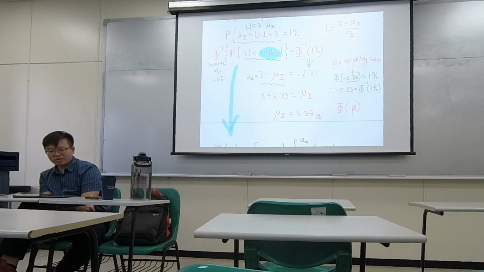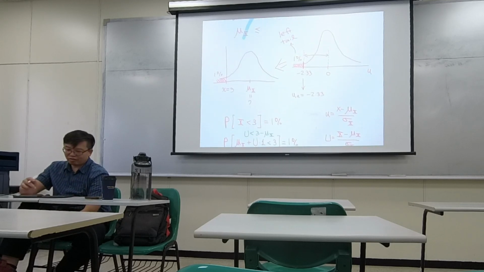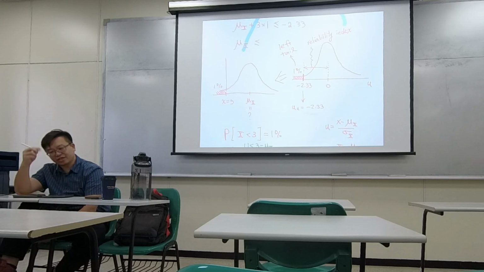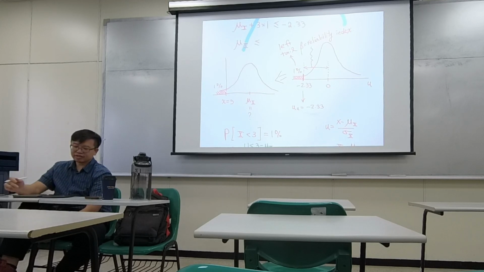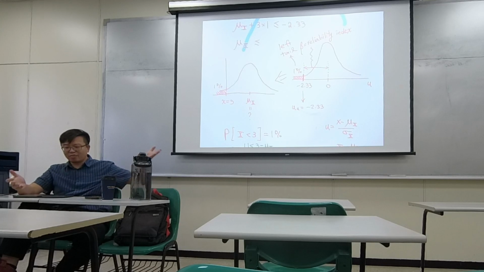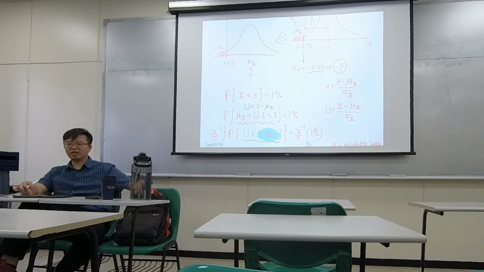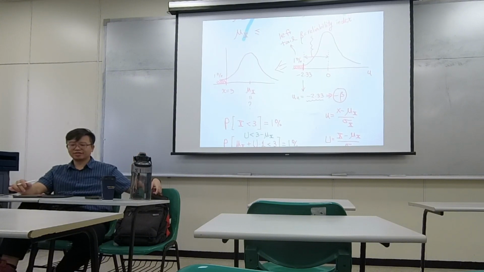So this 2.33 means something. Right here, this distance is reliability index. This distance, beta. But in our particular example, it's on the negative side. So this is becoming negative beta, because a beta is a distance. Okay.